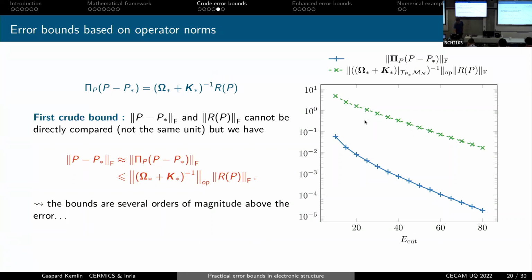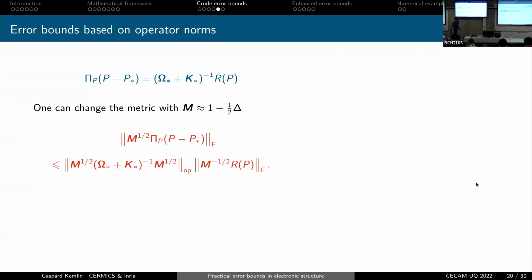Like for small E-cut, it upper bounds the error by 2 orders of magnitude, but then when we get high E-cut, we have 3 orders of magnitude. So this is really not good news for several reasons: a lot of orders of difference and not the same rate of convergence. So then what we can do is try to measure this error in different norms.